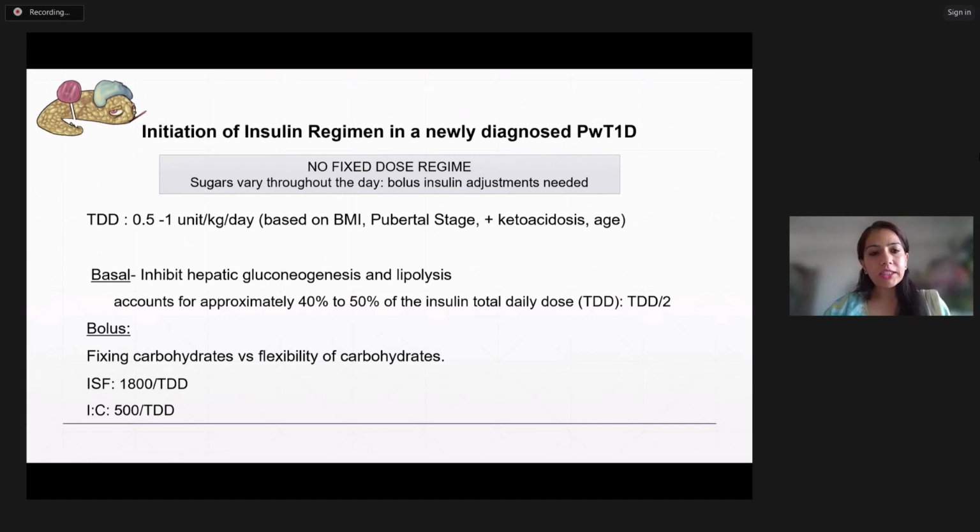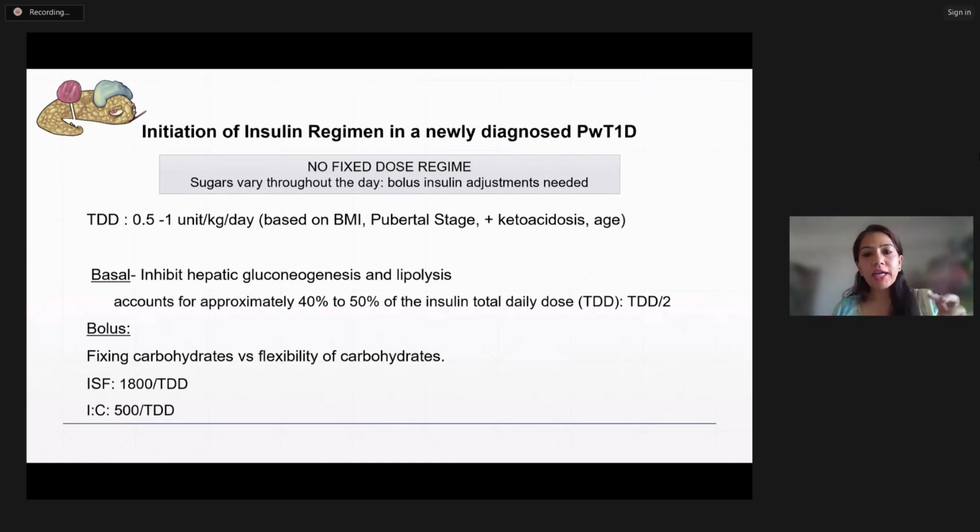So when we are starting insulin, we look at the total daily requirement of insulin in the day. That will depend on the body mass index of the child, the stage of puberty, whether they are having any ketoacidosis or are sick, and the age of the child. 40 to 50% of this total daily dose goes into the calculation of the basal insulin, or the background insulin, and the rest goes to the bolus insulin. But because we are not fixing this bolus insulin, we are giving a varied regimen for better control.